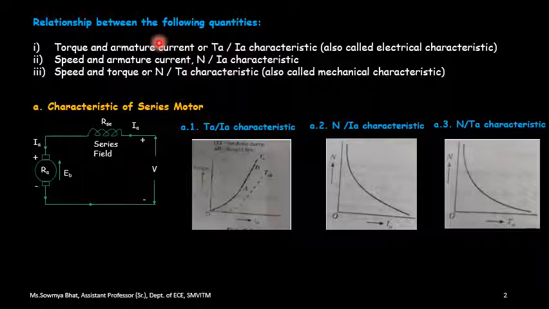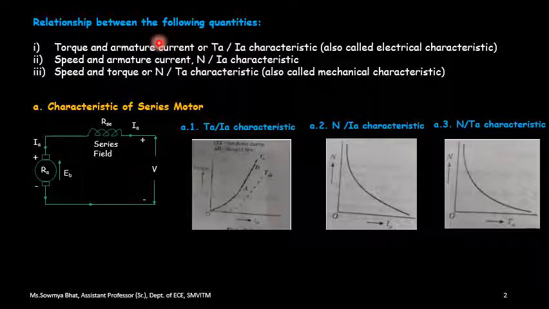Here we are going to discuss the relationship or the characteristic of a DC motor. We have seen different categories or classifications of DC motor, comprising series type, shunt type as well as compound type. Depending upon the field connection with respect to the armature part of the DC motor, it can be classified either as series, shunt or compound.